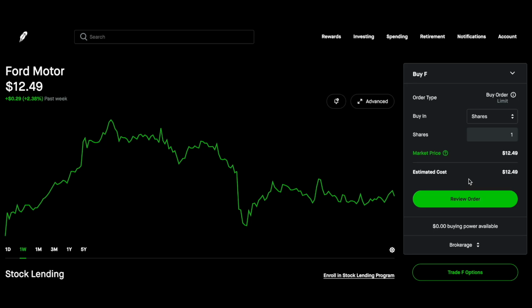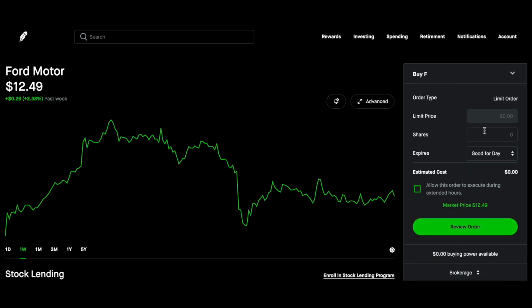So how can we avoid this? Well, that's where limit orders come into play. We're going to go back up to the top right again, and we're going to click the drop down, and this time we're going to select limit orders.